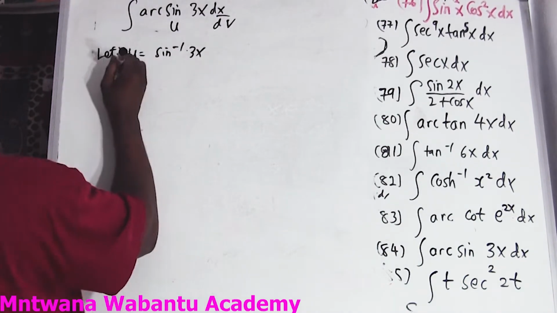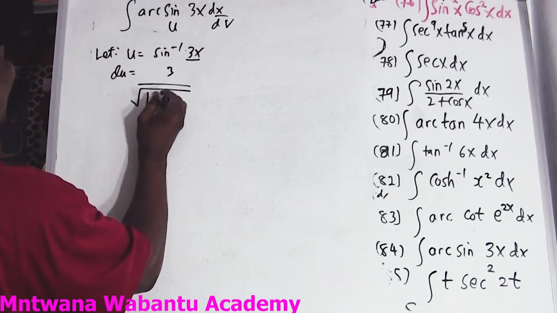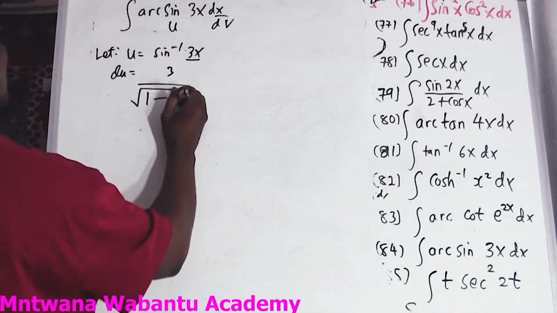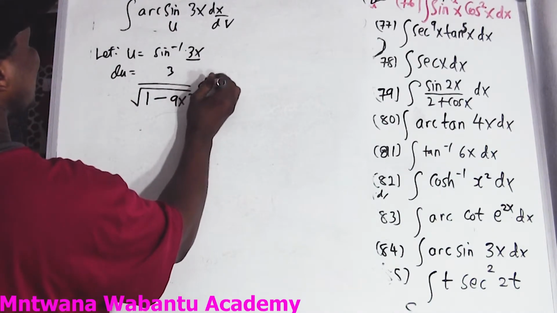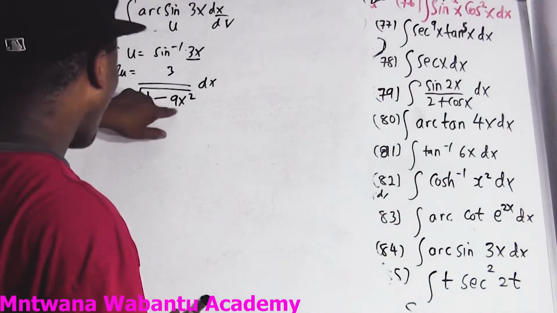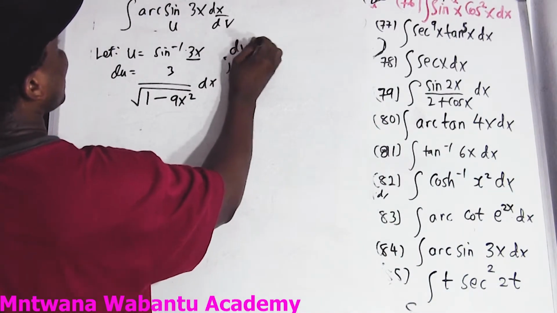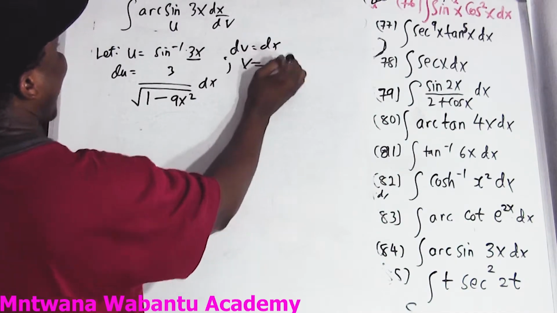Let's differentiate. du equals the differentiation of whatever is here, you can give 3. But for sine, this is what you do, say 1 minus the square of the function, which is going to give us 9x squared, and then this 3x. That's how you do it for sine. Differentiate, write it at the top, and 1 minus the square of the function. You see what I'm saying? Now, dv equals dx, v equals x.